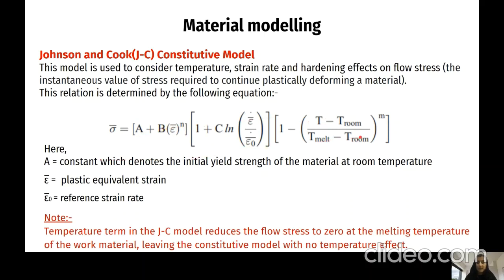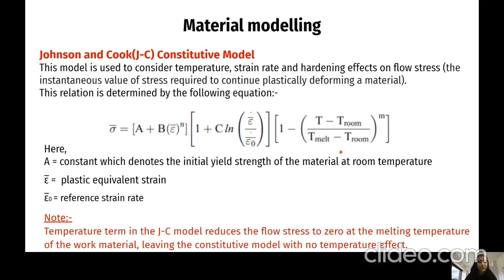A point to be noted here is that when the temperature T is equal to the melting temperature, this term reduces to 1, and this whole expression reduces to 0. So we can say that when the temperature is equal to the melting temperature, it leaves the constitutive model with no temperature effect. This is a very important point which is to be noted here.